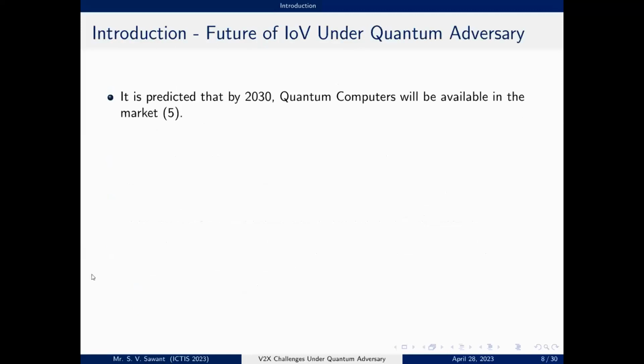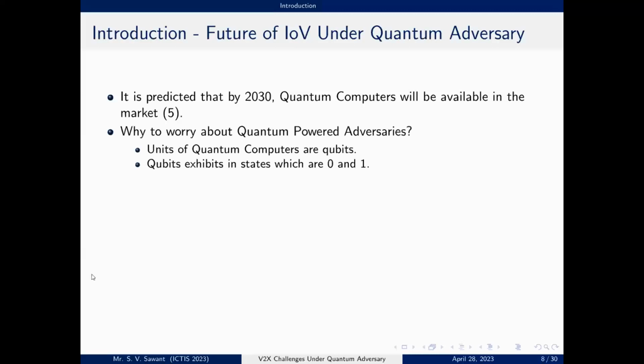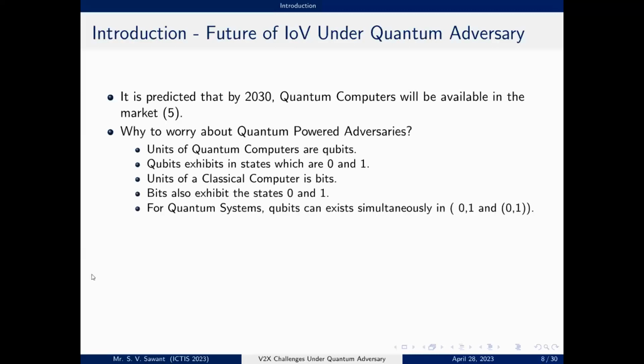Now the problem comes with quantum systems. It is said that by 2030, quantum systems will be available in the market. Quantum systems use something called qubits, and qubits also exhibit the states 0 and 1, which is similar to classical bits. But the difference is in the computation: quantum systems can exhibit 0, 1, and both 0 and 1 together. That is a superposition of 0 and 1, because of which the computational power of quantum systems is immense. And this is the biggest challenge right now. A classical computer at a given time will be in either the 0 or the 1 state.